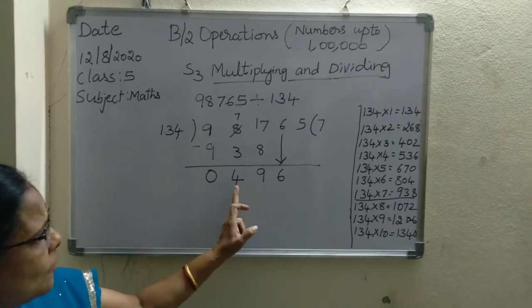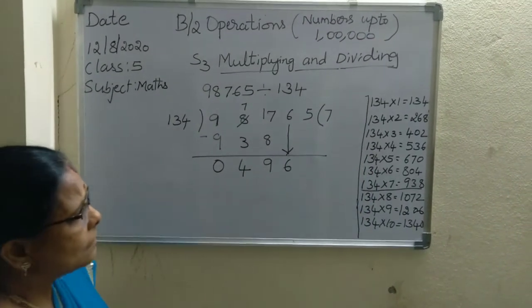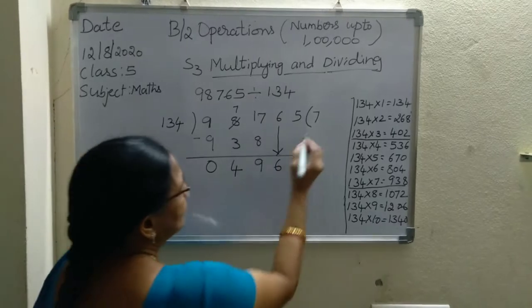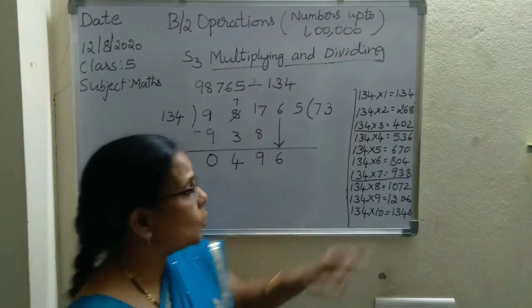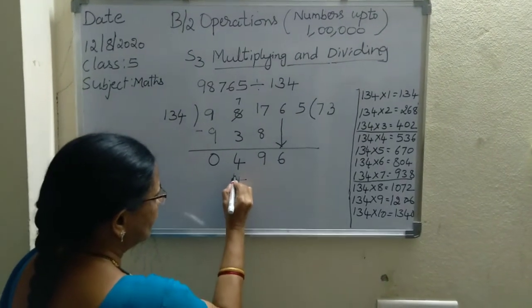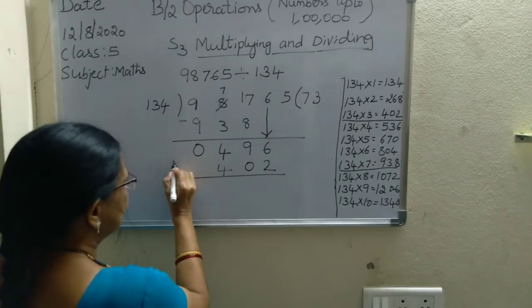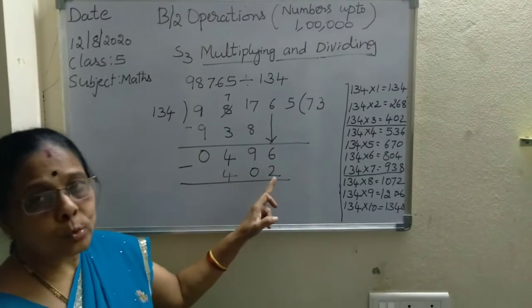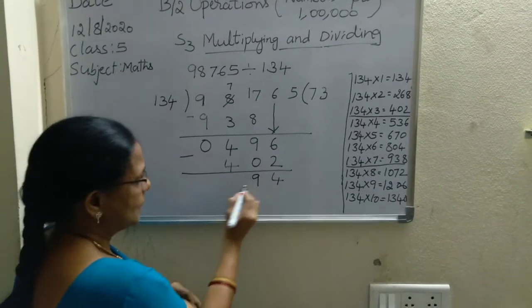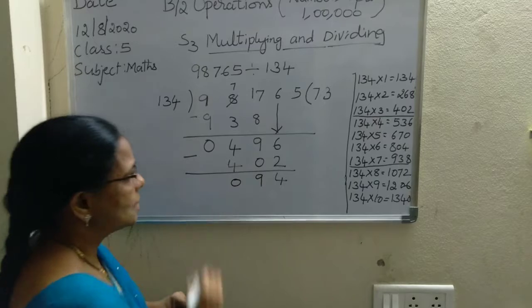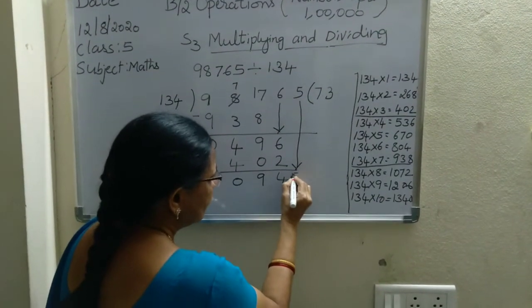496. And find which is the nearest number for 496. Here 134 threes are 402. 402 minus. 6 minus 2 is 4. 9 minus 0 is 9. 4 minus 4 is 0. Now bring down 5.